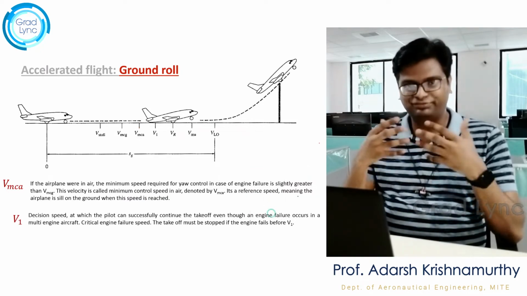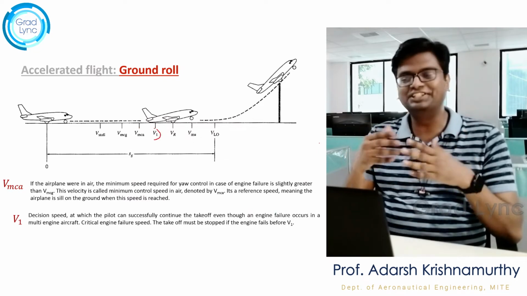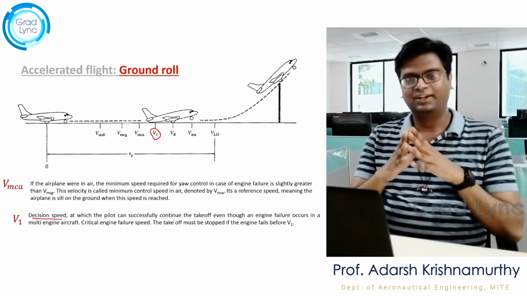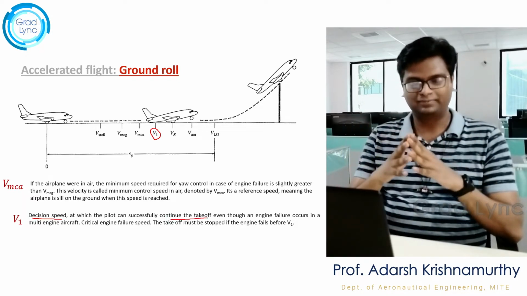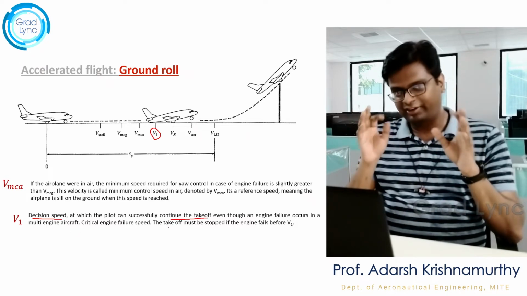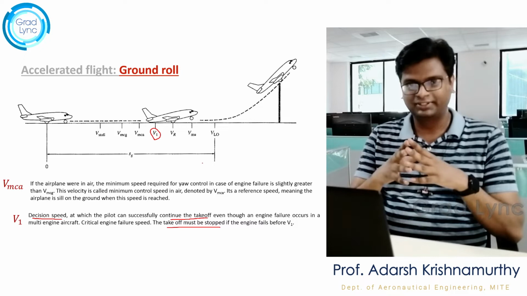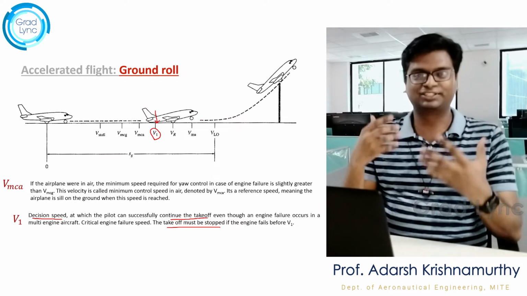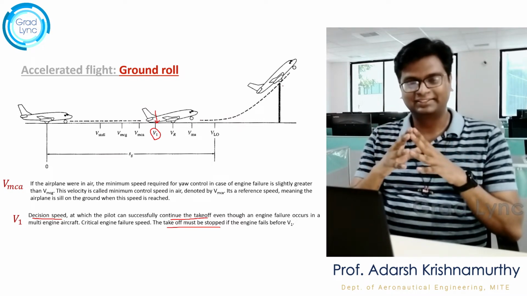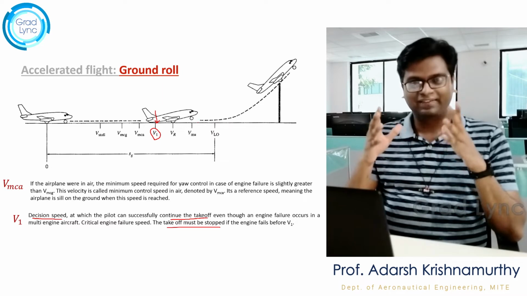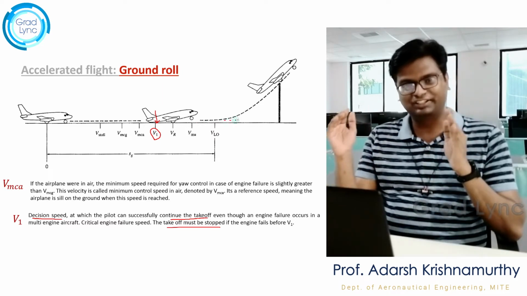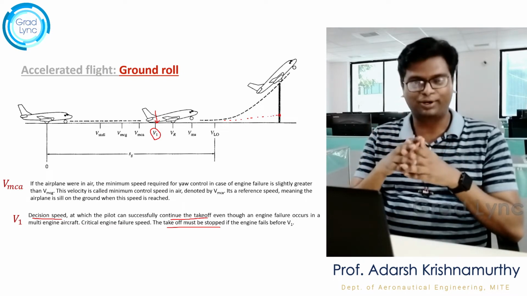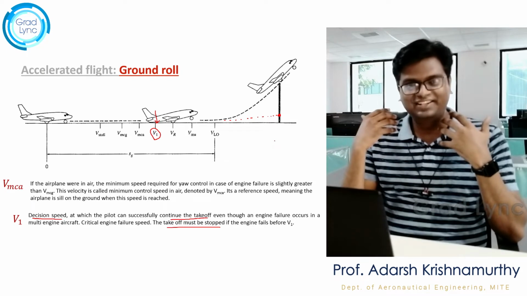I call that velocity V1. V1 is the decision speed where the pilot has to finally decide whether to take off the aircraft or not. If the pilot decides to take off, then the distance required on the runway is sufficient to do a successful takeoff. If the pilot decides not to take off, then the runway distance available is sufficient to stop the aircraft. This point is very important. That is why it is called the decision speed.